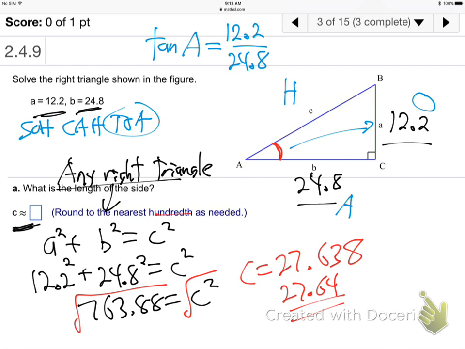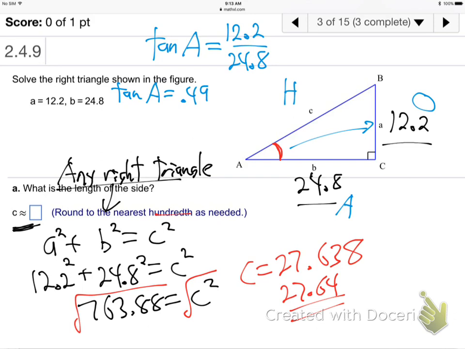And so then what is that? 12.2 over 24.8. I'm getting, let me move this out of the way, tangent A is 0.49193548, it goes on and on, 354839. Anyway, so we're getting that. Now, that's the tangent of A.